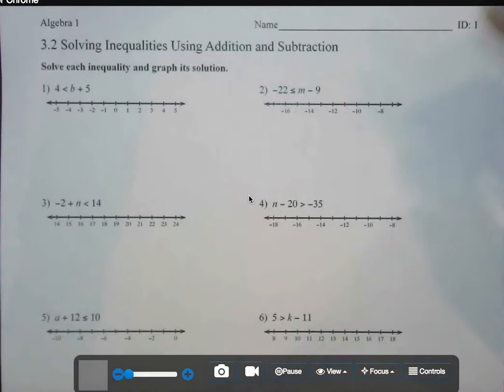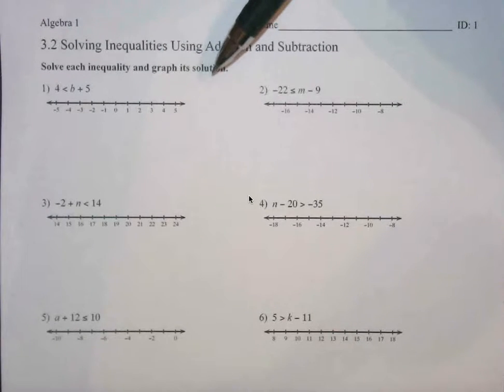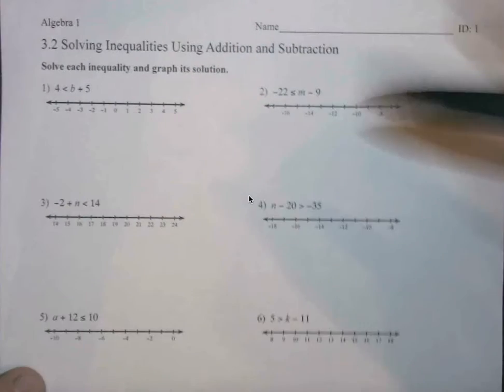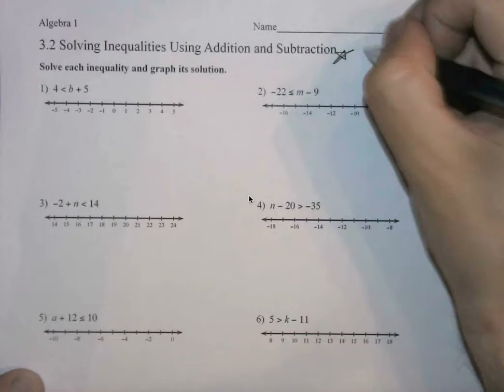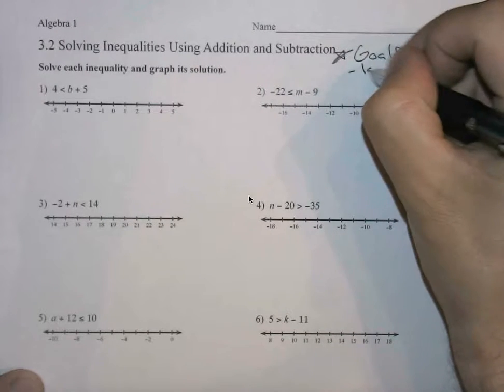Taking a look at 3.2, solving inequalities using addition and subtraction. We're being asked to solve each inequality and graph its solution. So you'll notice that for some of these terms, they have a little bit more going for it. Most of this is just going to be moving terms to the left or to the right or to the other side. Collectively, I would say that your goal is still to isolate your variable.